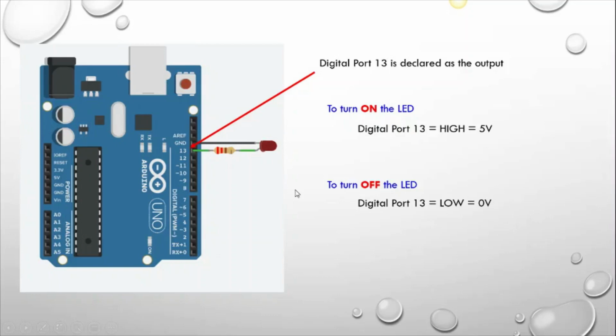So this is the process of digital output that can be used to turn on or turn off your actuator, for example like an LED.